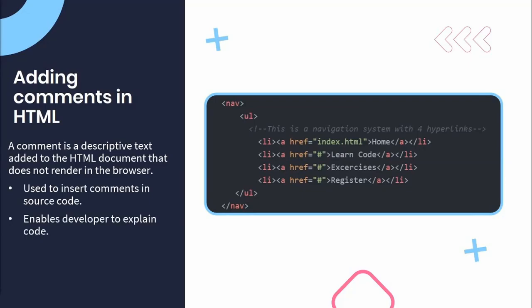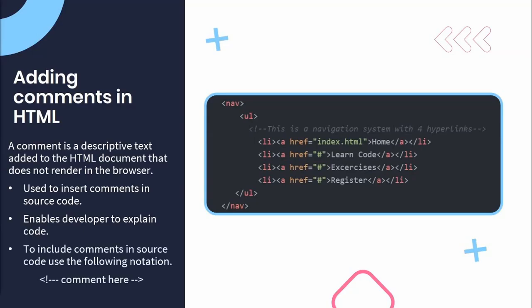It just helps you refresh your memory in terms of what you were trying to achieve. And then lastly, if you want to add a comment, this is the notation you would follow. You would have an open angular bracket with an exclamation mark followed by 3 dashes with your comment that you want to include, and then 2 dashes at the end with a closing angular bracket.